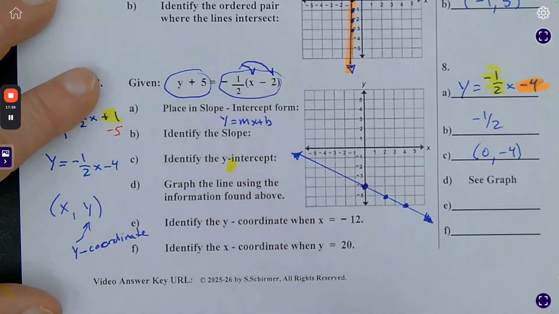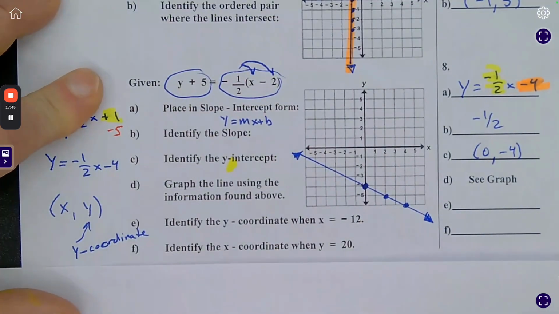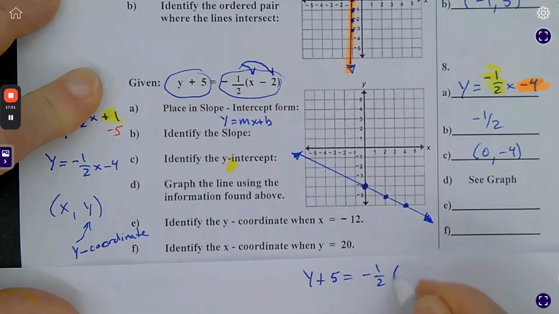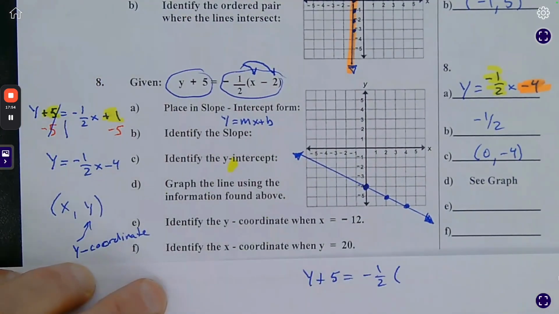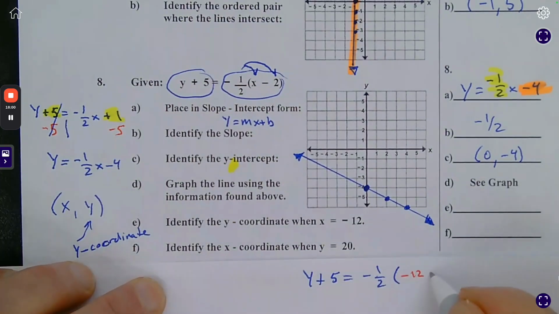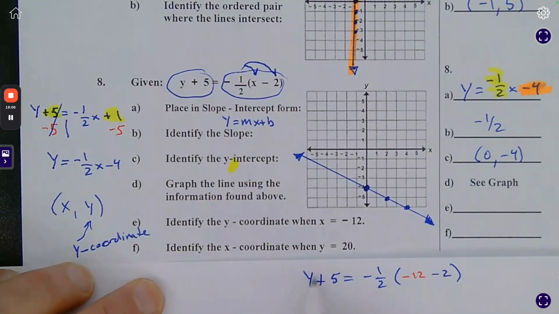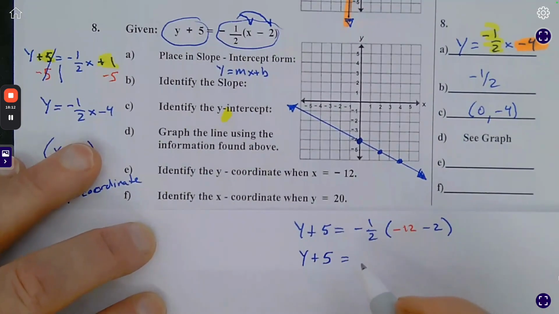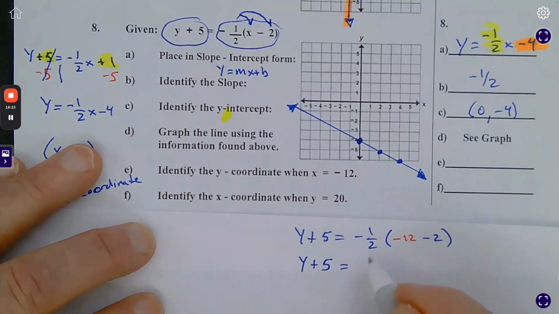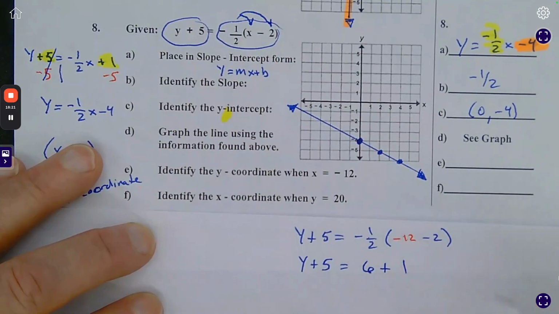So I'm going to go to my original, and I'm going to substitute in the value for x. So I'm going to go y plus 5 is equal to negative 1/2. Now instead of x, I'm going to replace the x with negative 12, minus 2. Okay, now I'm solving for y, right? I want to find the y-coordinate. So I got a distribution. y plus 5 is equal to negative times a negative is a positive, and a half times 12 is 6. Negative times a negative is a positive, and half of 2 is 1.